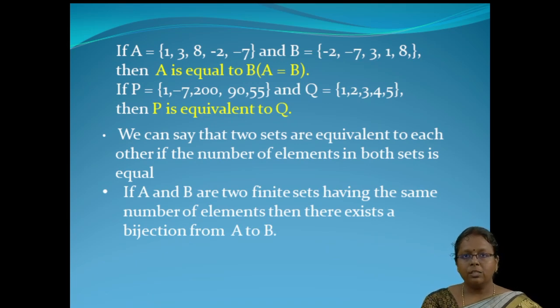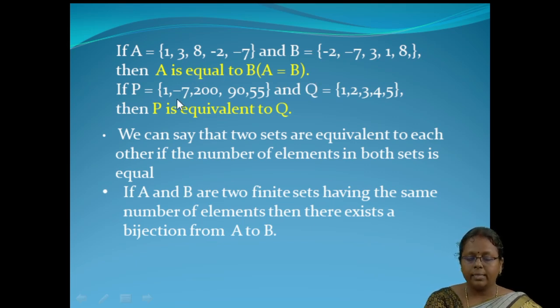So a function f is called bijective if it is both 1-1 and onto. And here we will see when we say two sets are equal and when two sets are equivalent. Take this example: A equals {1, 3, 8, -2, -7} and B equals {-2, -7, 3, 1, 8}. The elements in both A and B are the same, but they are in a different order. All the elements in A and B are the same. Therefore, we say set A is equal to B.